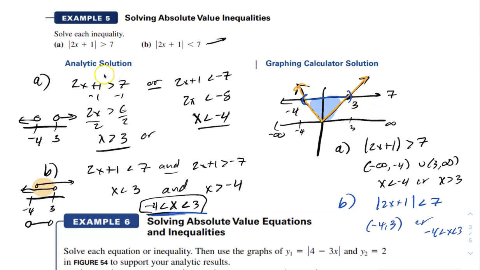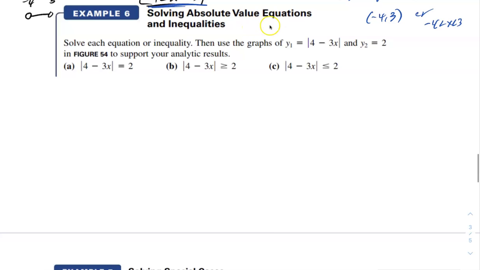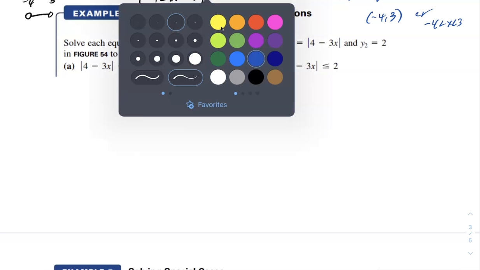So that's how I do it by graphing. I think a lot of people probably find it easier to do analytically, but that's how the graphing version works also. Solve the absolute value inequalities. So we've done this before, but I'm going to do it again real quickly.